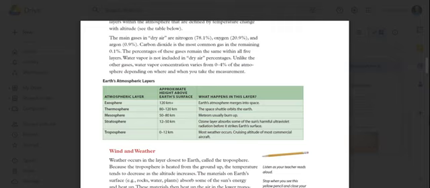Notice that the stratosphere is 12 to 50 kilometers above Earth's surface, and in the stratosphere, the ozone layer absorbs some of the sun's harmful ultraviolet radiation before it strikes Earth's surface. Notice that the troposphere is 0 to 12 kilometers. In the troposphere, most weather occurs. The troposphere is also the cruising altitude of most commercial aircraft.